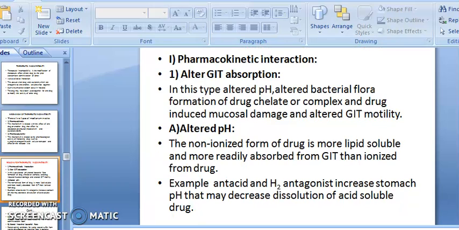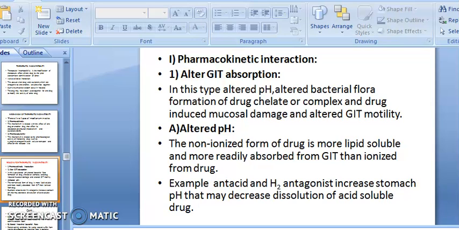Altered pH: the non-ionized form of a drug is more lipid soluble and more readily absorbed from the GI tract than the ionized form. When we are preparing or choosing the unionized form, it means a no-charge drug, which has very good lipid solubility and is readily available in the GI tract as compared to the ionized form.